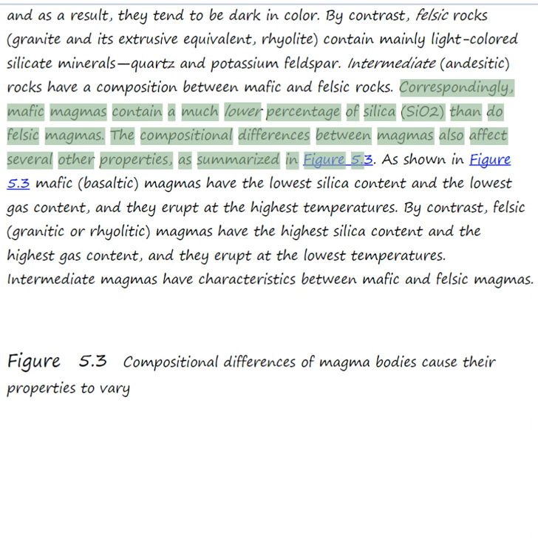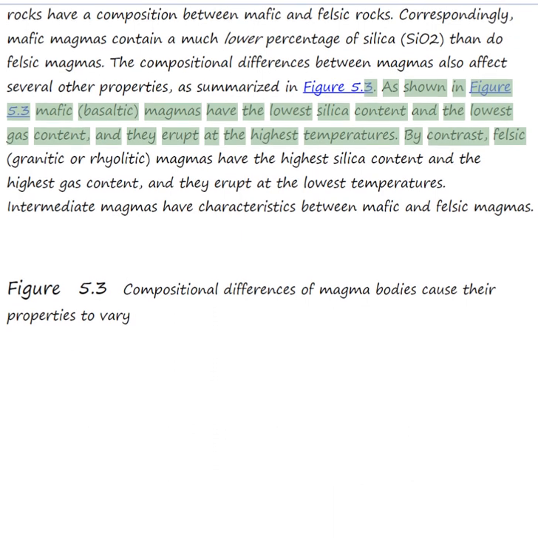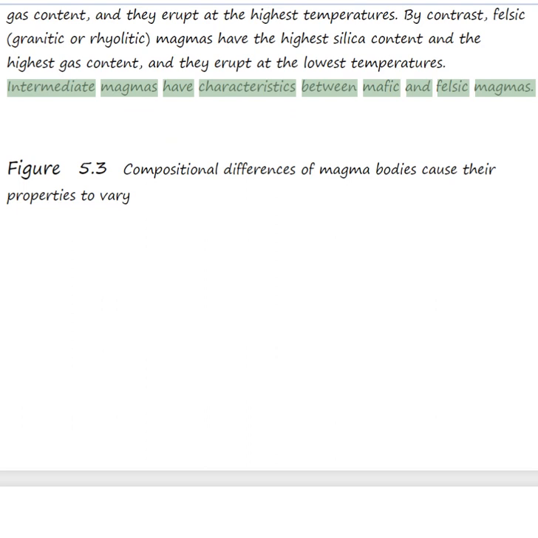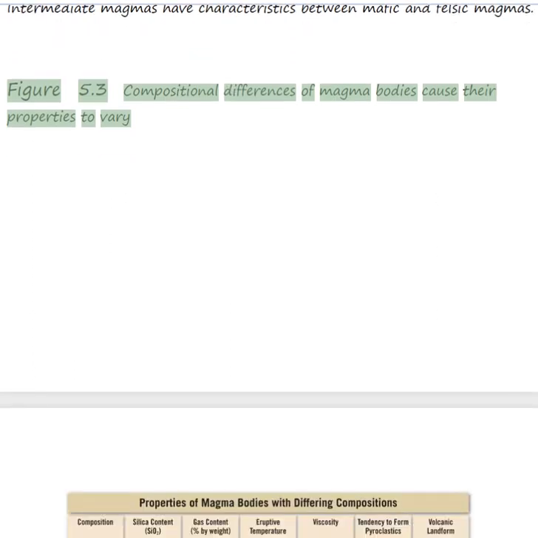The compositional differences between magmas also affect several other properties, as summarized in Figure 5.3. As shown in Figure 5.3, mafic magmas have the lowest silica content and the lowest gas content, and they erupt at the highest temperatures. By contrast, felsic magmas have the highest silica content and the highest gas content, and they erupt at the lowest temperatures. Intermediate magmas have characteristics between mafic and felsic magmas. Figure 5.3: compositional differences of magma bodies cause their properties to vary.